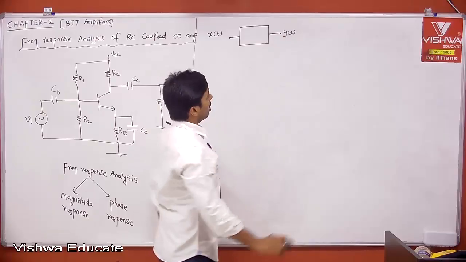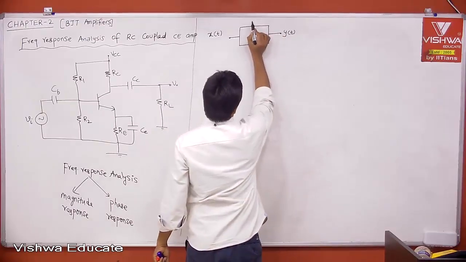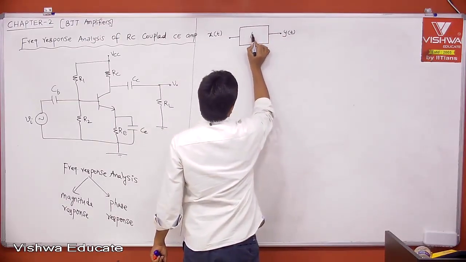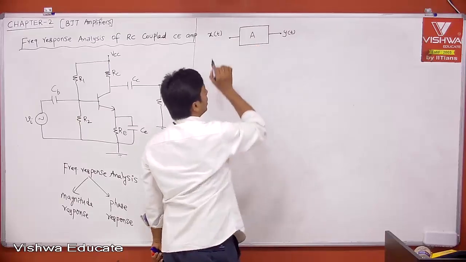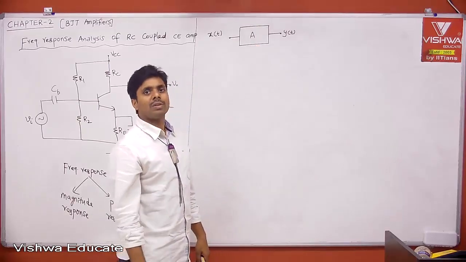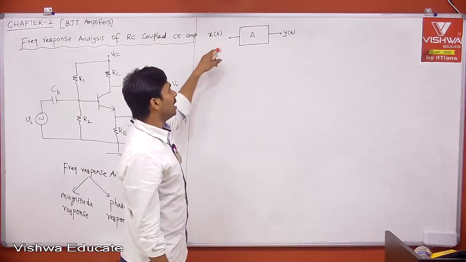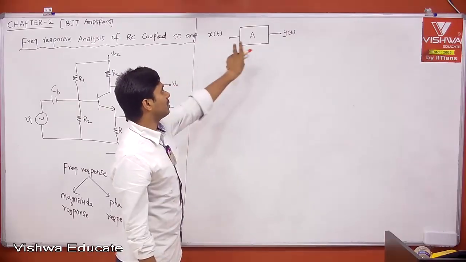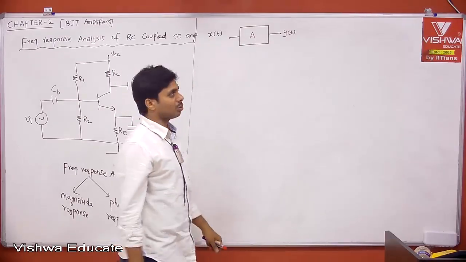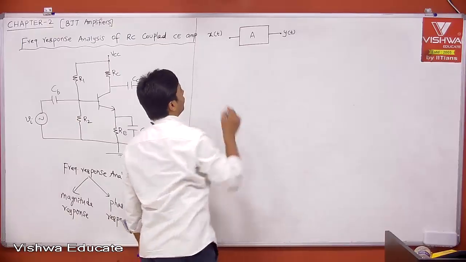Then what I am expecting is the gain of A for any signal x of t. No need to specifically speak about the frequency; it is simply x of t. Any signal in the time domain should have the gain of A. Therefore, y of t should be equal to A into x of t.